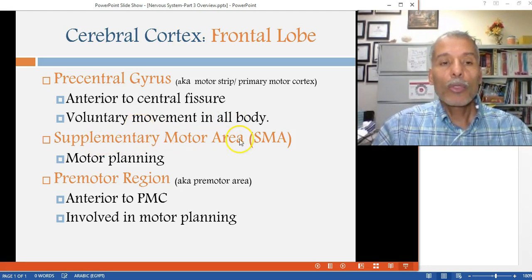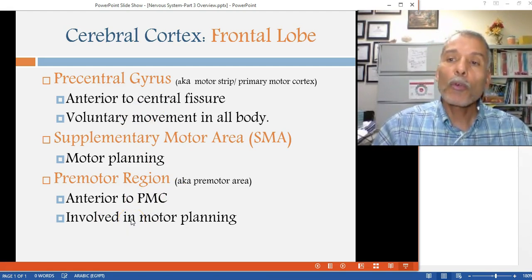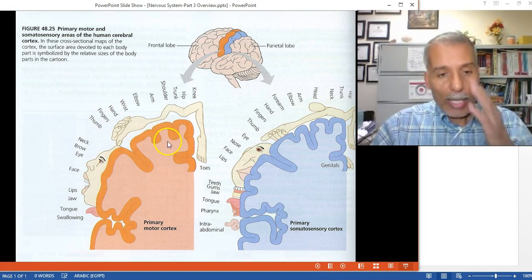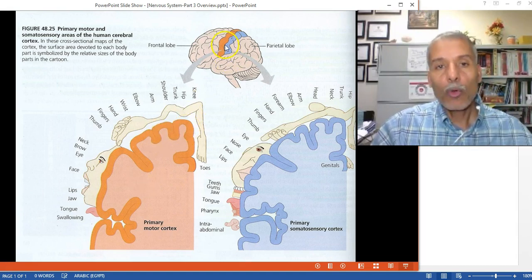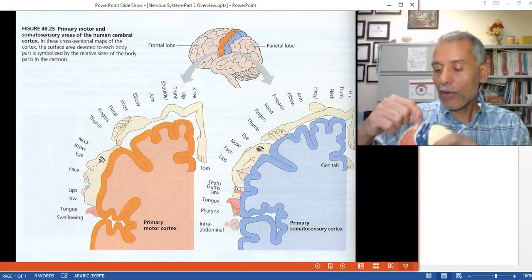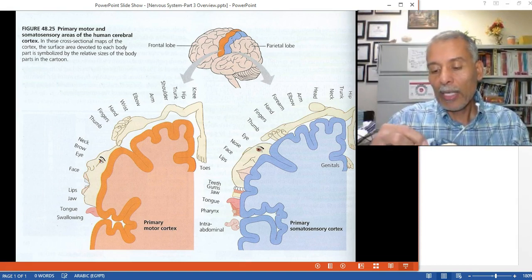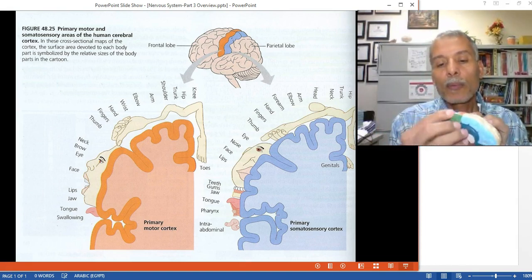And then the supplementary motor area is a motor planning area. The premotor area also, or the premotor cortex, is anterior to the primary motor cortex, and it's involved in the planning of motor activities before you perform them. So let's now look at the primary motor cortex. So here it is, that gray area here. And it continues in between the hemispheres, like this.